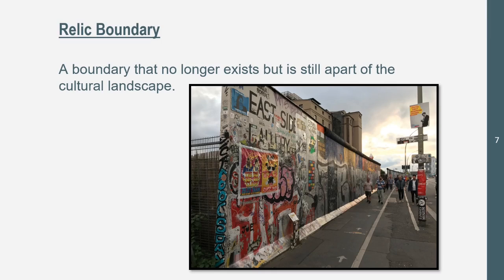Now let's get into relic boundaries. These are boundaries that no longer exist, but are still a part of the cultural landscape. The Berlin Wall is a relic boundary. The Great Wall of China is a relic boundary because they don't exist for the purpose they were created for. The Berlin Wall is in, I think it's Germany or Spain. I keep getting those countries mixed up. However, let's just say it's in Europe. However, it's not used for its purpose anymore. Some of it's taken down, however, some of it still stands, like this part of the wall in this picture. However, it doesn't function as the Berlin Wall. It's still part of the cultural landscape there.